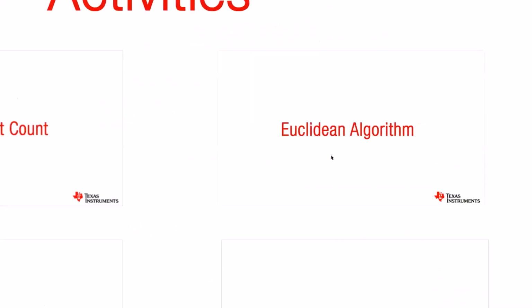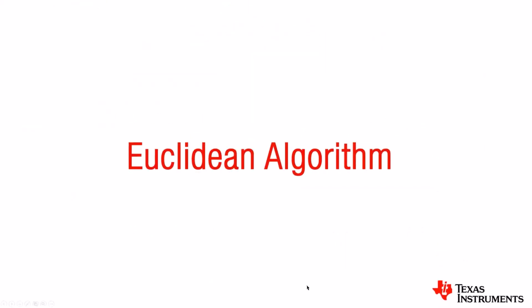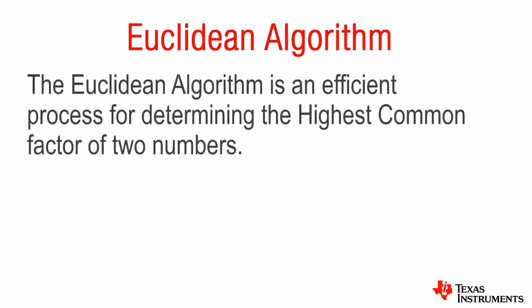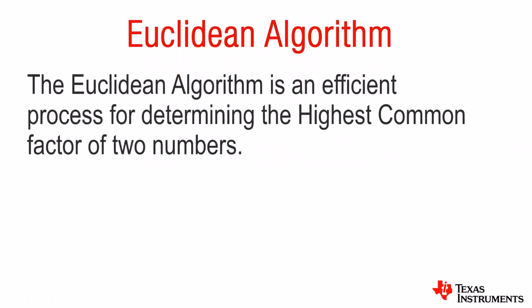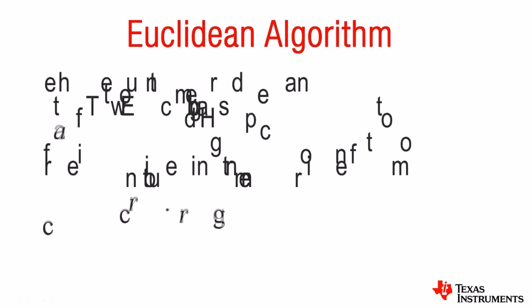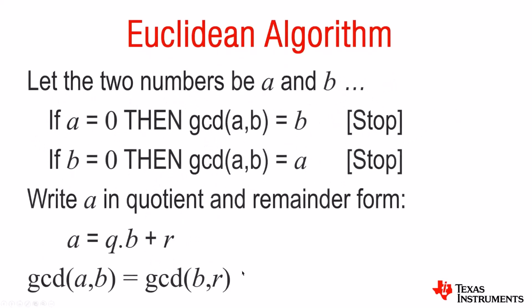All right, Euclidean algorithm. This is one that is often used in examples for pseudocode because in fact, it's actually one of the oldest algorithms still in use today, as perhaps the name suggests. It's a very efficient process for determining the highest common factor or greatest common divisor of any two numbers. So let's have a look at the algorithm.